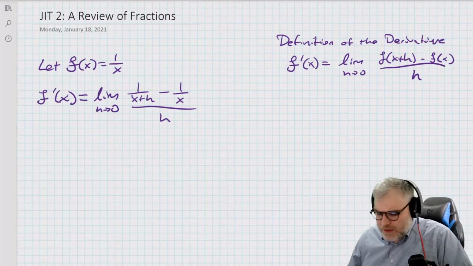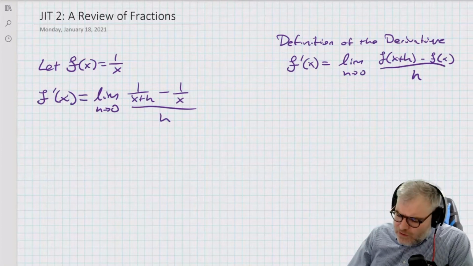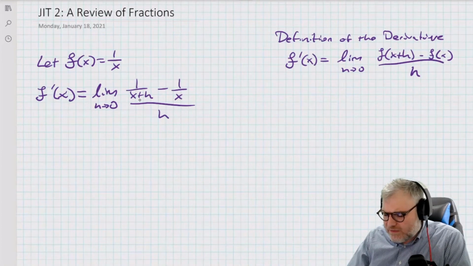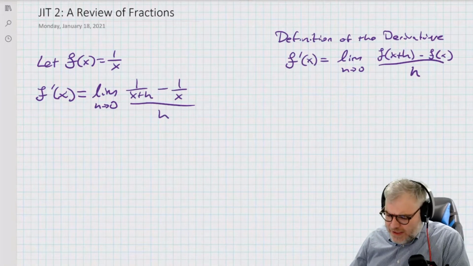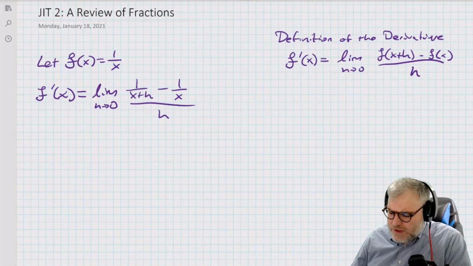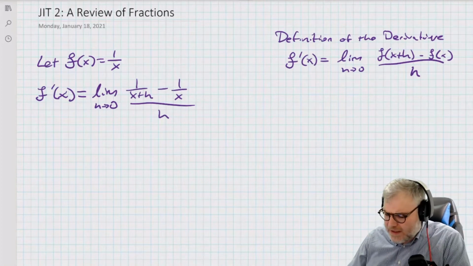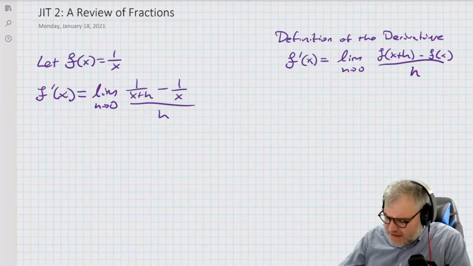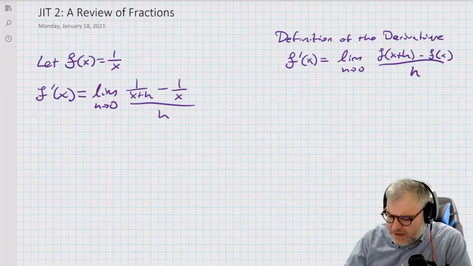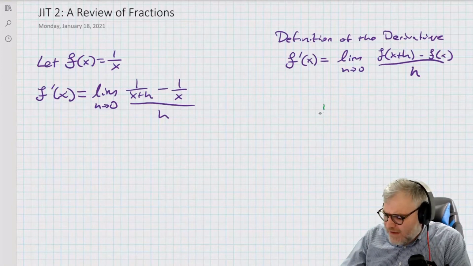All we want to do is review some of these rules. Here I've got a subtraction of two fractions on top of another fraction. The first thing I'm going to do is deal with this h on the bottom by making it a 1 over h. The way to think of it is this. Let's say I have 1/2 over 6.